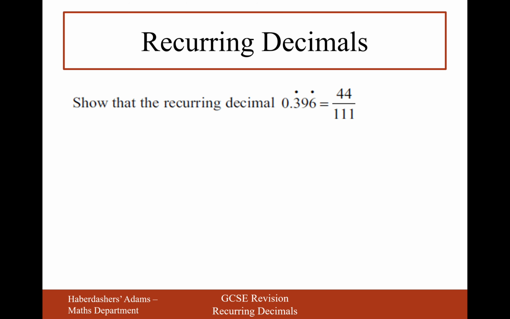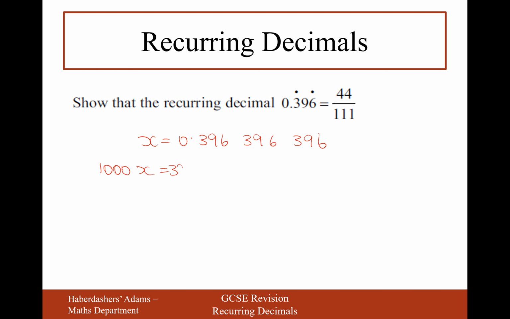Okay, let's move on to the next one then. So 0.396 and all of those digits recurring. Pause the video, give this one a go. Okay, so let's write it out as x equals 0.396396396. Now we want all the digits here to bump up 3 digit places, so we're going to multiply by 1,000.